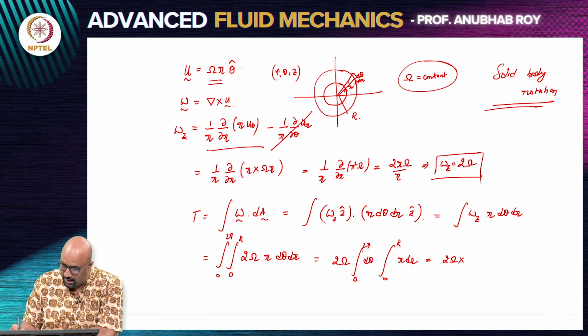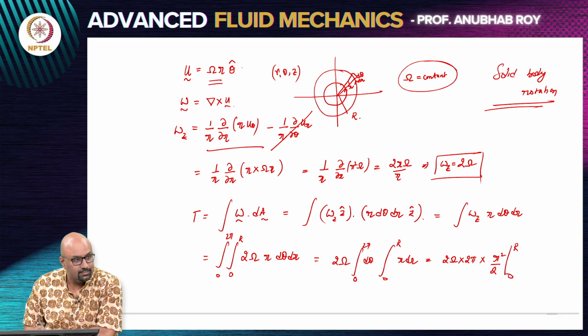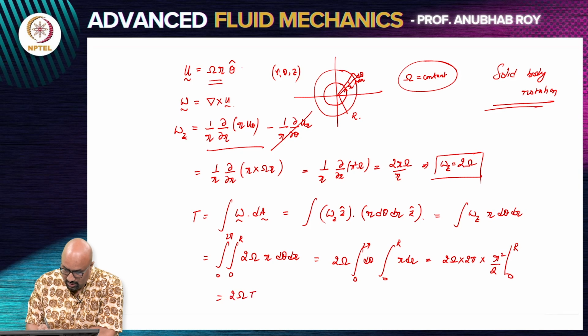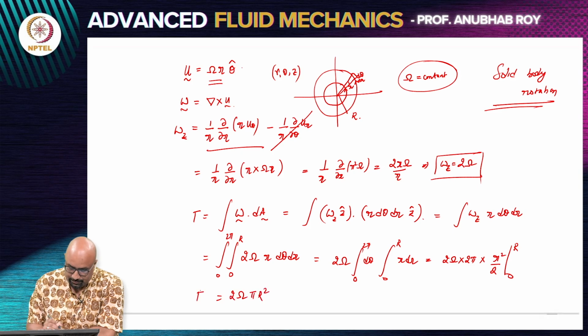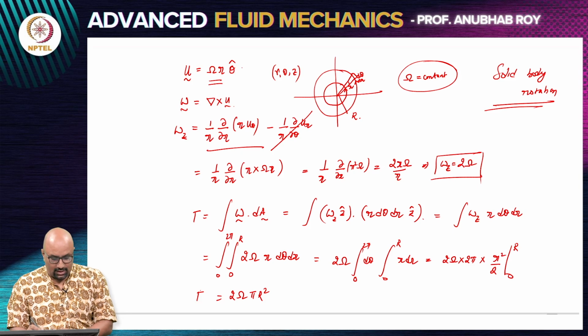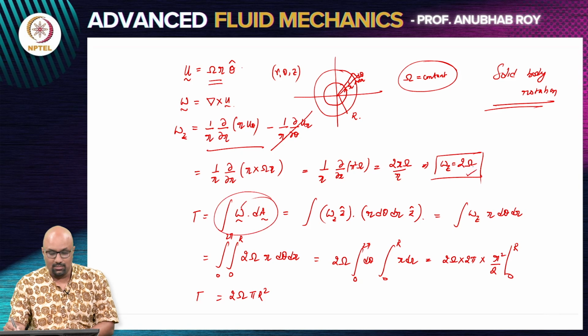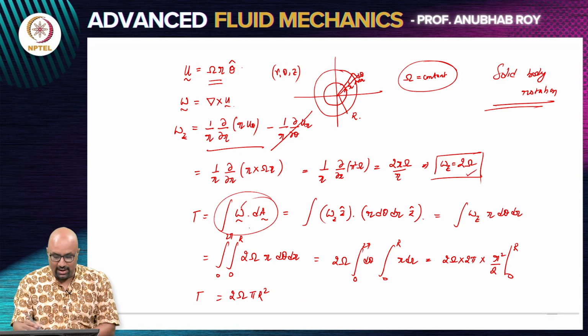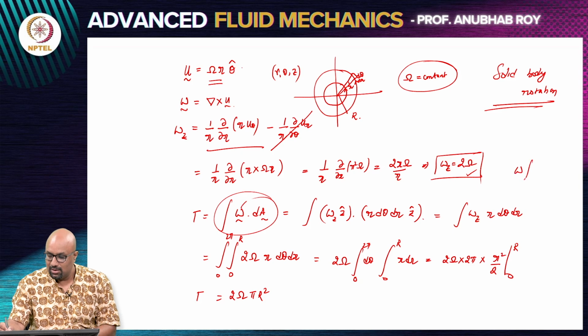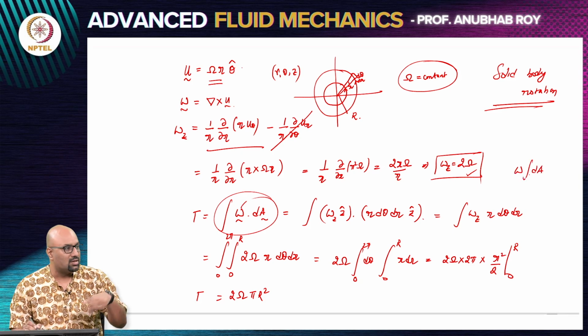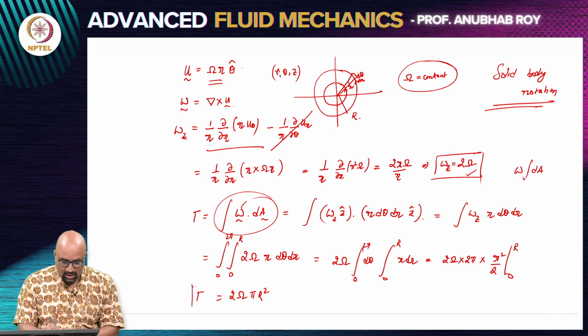So, 2 omega into 2 pi, and then I have r square by 2 at capital R, which gives me 2 omega pi r square. And this you could have guessed here also, because omega is a constant here. The vorticity is a constant. So, you can take the vorticity outside and just do the integration over the surface area, which is pi r square. So, the circulation is 2 omega pi r square.